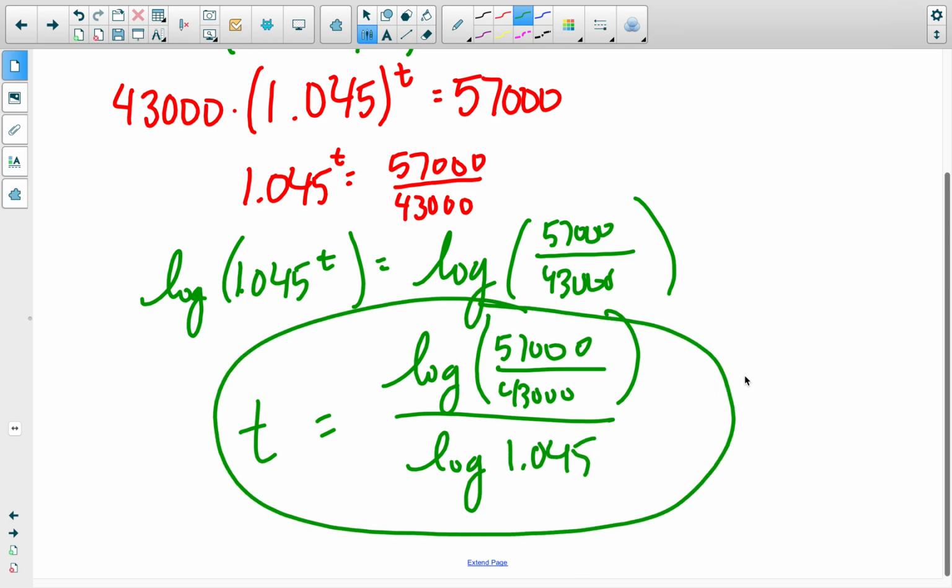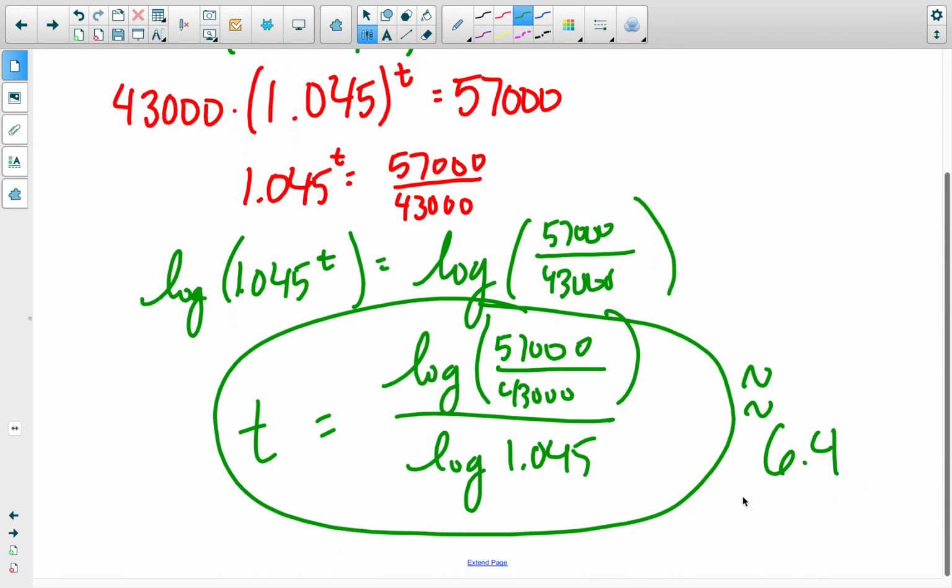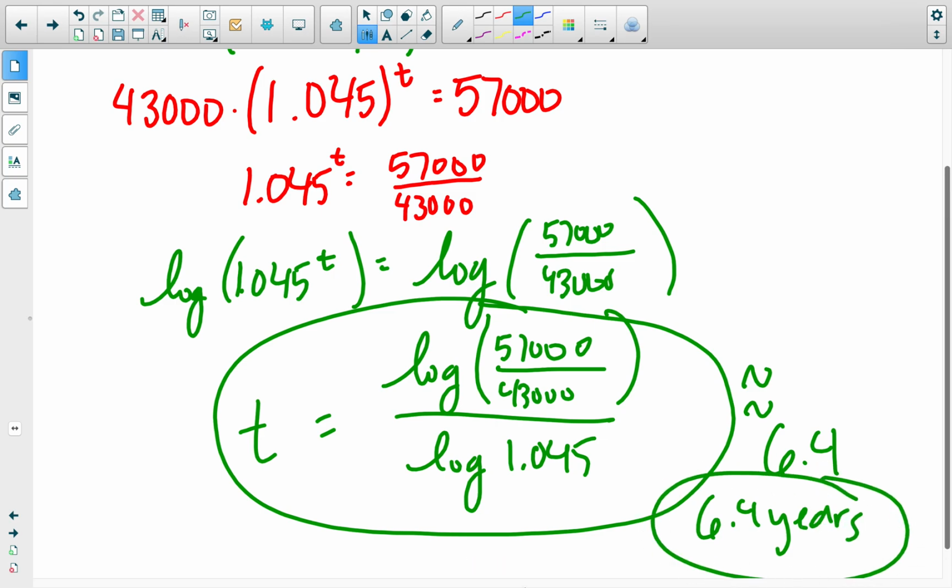That's our exact answer, which is approximately, if we type it into a calculator, 6.4. So what does that mean? It means that after 6.4 years, so about 6 years and 4 or 5 months, is when that loan balance will be over $57,000. That's all I got.